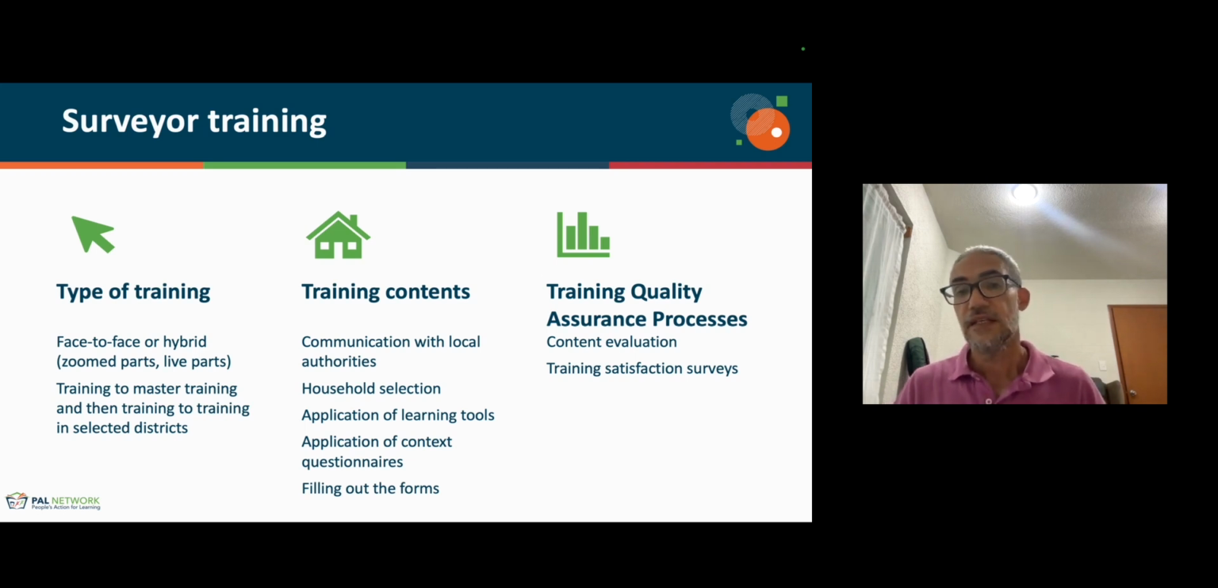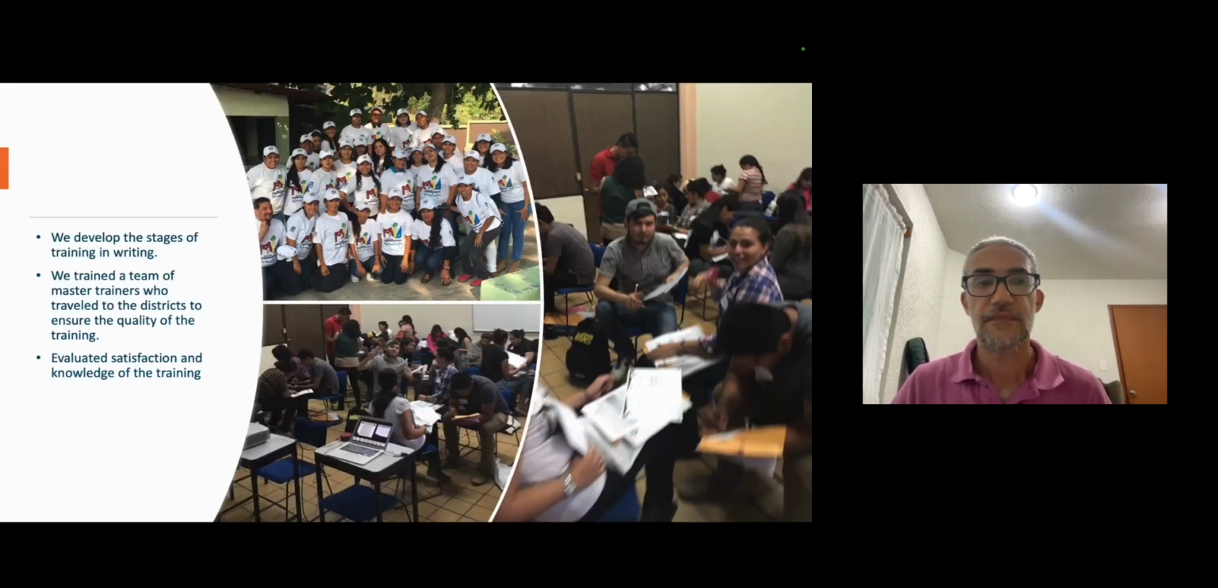And finally, it's necessary to understand and include training quality assurance processes. That includes content evaluation and training satisfaction surveys. In the Mexican case, we developed the stage of training writing. We trained a team of master trainers who travel to the districts to ensure the quality of the training and evaluate satisfaction and knowledge of the training.